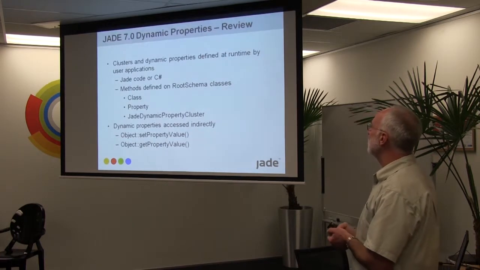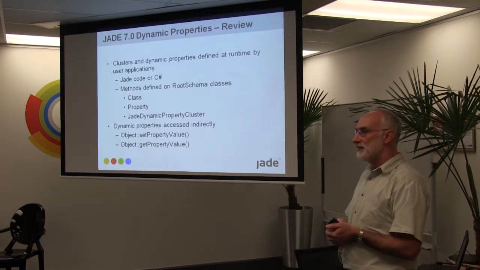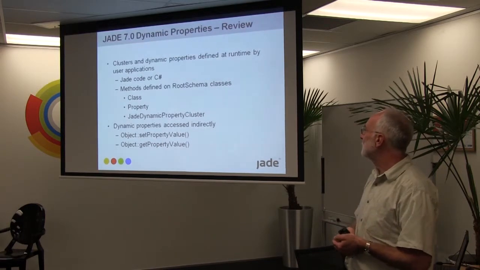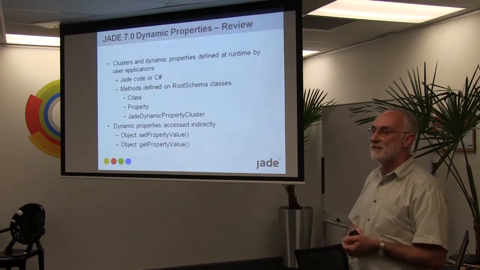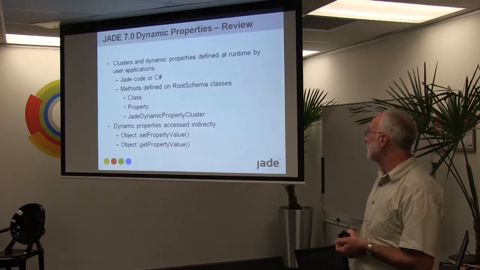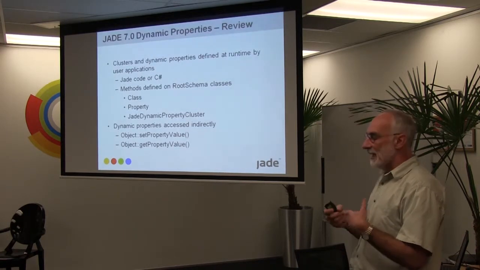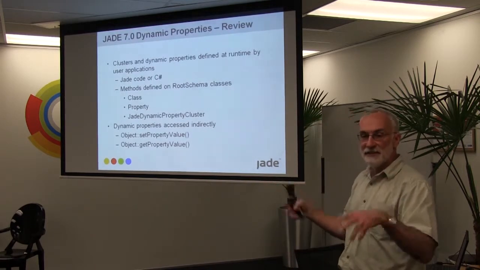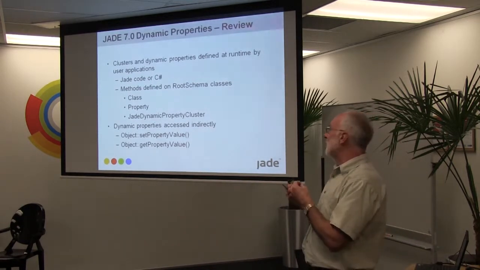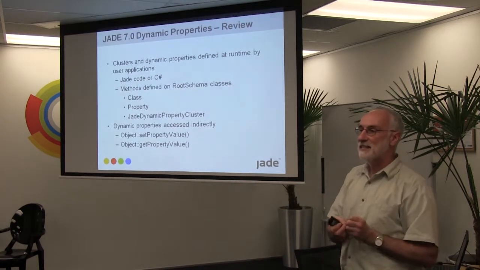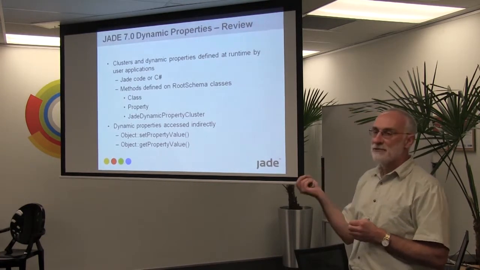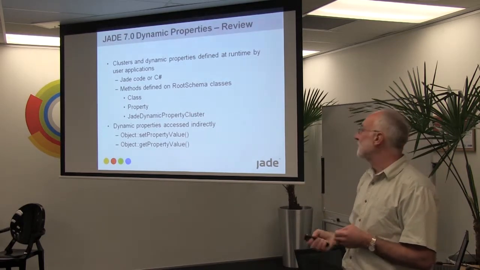So in 7.0, you would define clusters and dynamic properties in runtime logic, in your Jade code or your C# code. We have a bunch of methods on the various root schema classes, and you define the cluster, define the property, and that's it. You can then start using it. There is no direct access to the properties that you've just declared, so you had to use set property value and get property value.